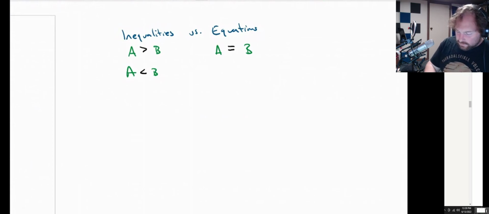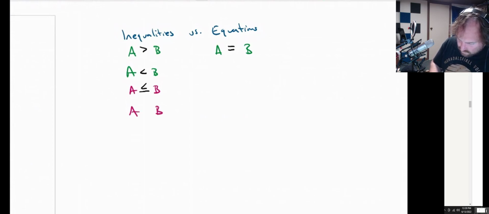Of course, there are also the additional cases where A and B have a less than or equal to relationship or a greater than or equal to relationship. Just remember the old trick that the alligator's mouth eats the bigger quantity, and that's what we're saying here.